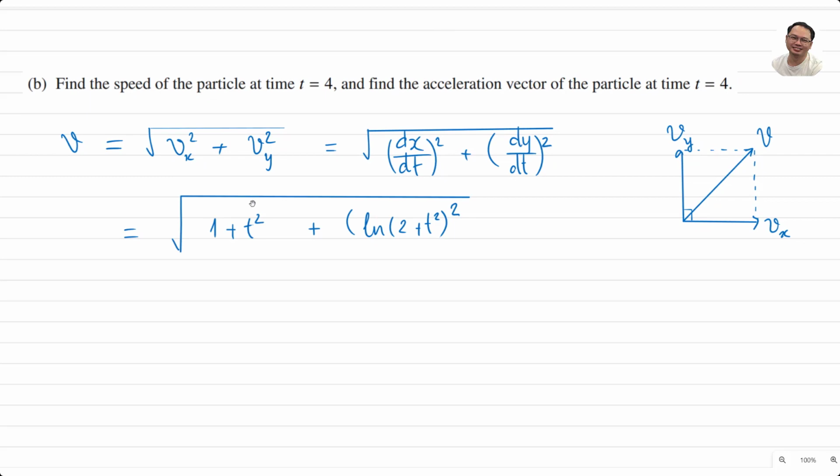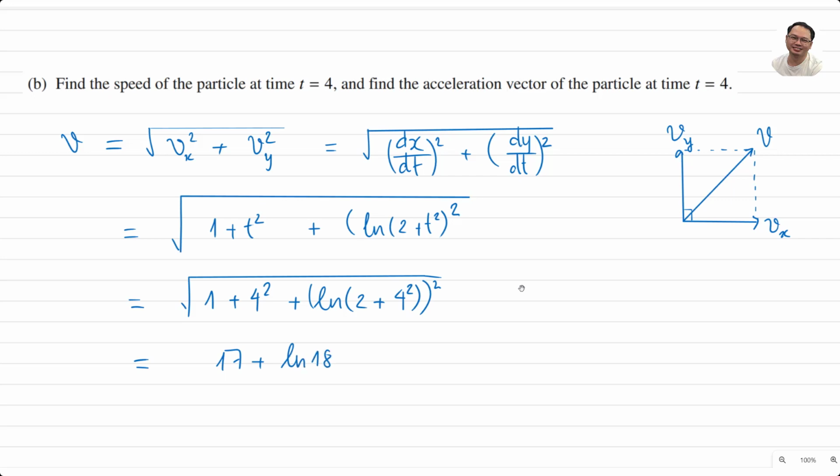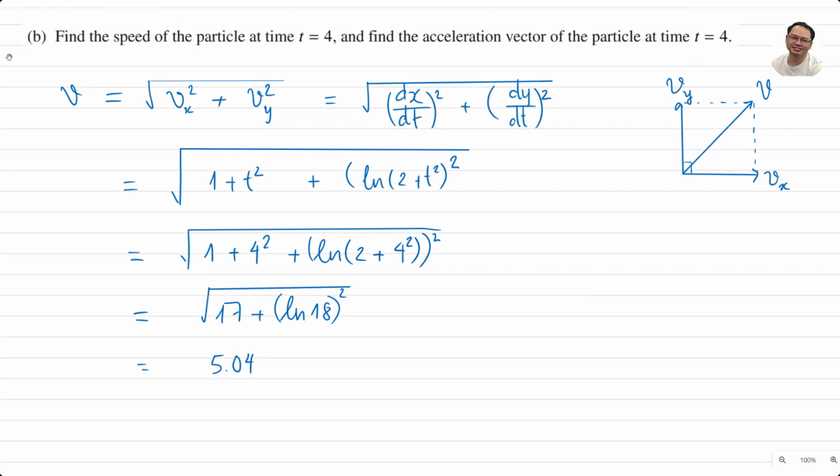The next step, we again need to plug in the value of the time into this equation, at 4 seconds. Okay, the square root of this thing: 1 plus 4 squared plus the ln of 2 plus 4 squared, and all of this we need to square this ln. This is 17 plus the ln of 18, and of course we need to square this thing. It equals 5.04. And of course the unit of this velocity probably is meter per second.